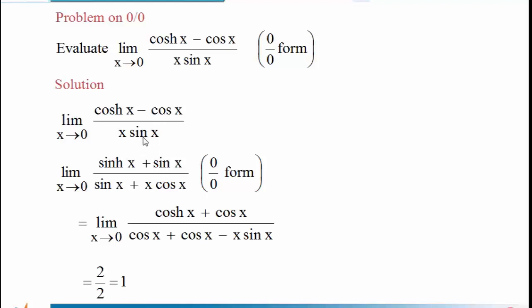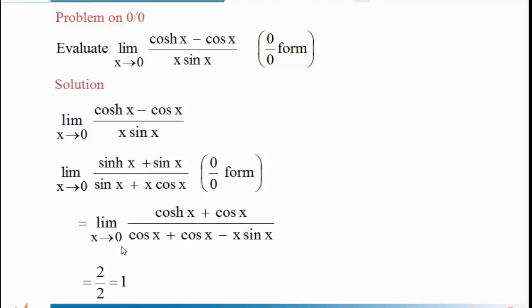Here in the denominator, x into sin x is there, that's why we have to apply the product rule of derivative, means second function as it is, derivative of first, sin x, plus x as it is, derivative of sin is cos. Again check the form. If we check the form, it is 0 by 0 form, a finite value is not present, so again apply L'Hospital rule, so we get this term.